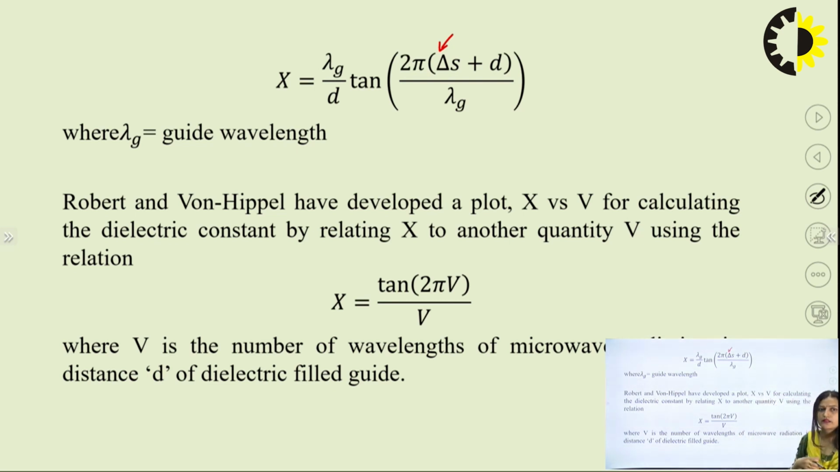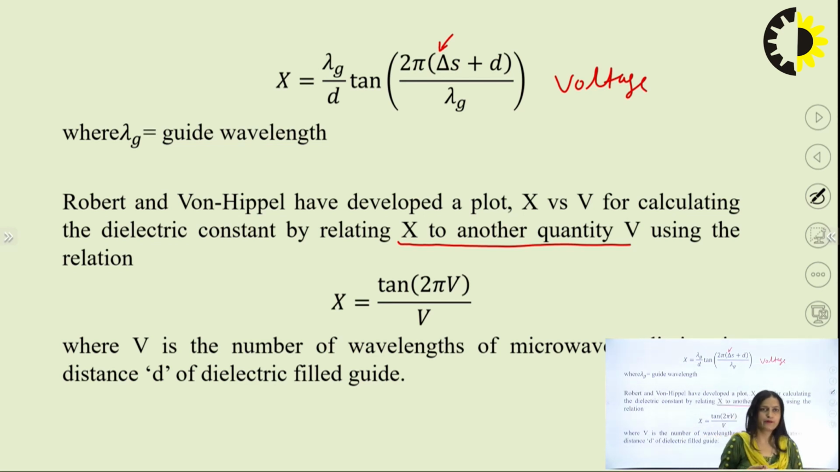Now one famous researcher, Roberts and von Hippel, have developed a plot of X versus V. It means this factor X versus V, right? They have given a graph between X and V for calculating the dielectric constant, by relating X to another quantity V using the relation. So they have given one graph between X and V. If we can calculate the value of X, the corresponding V can be calculated, and the relation between X and V is X = tan of 2 pi V upon V. And what is V here? V is the number of wavelengths of the microwave radiation in the distance D of the dielectric-filled guide.